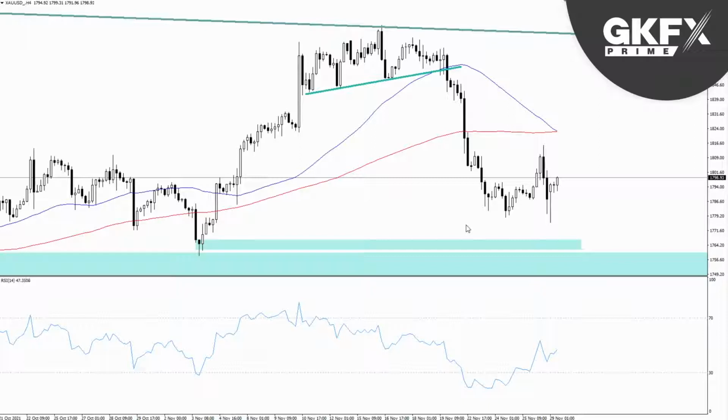Gold, a bit of a choppy old market at the moment. This was a nice trade, but yeah, they're a bit few and far between, just because it's not trending too neatly.